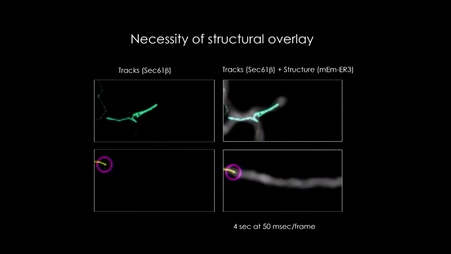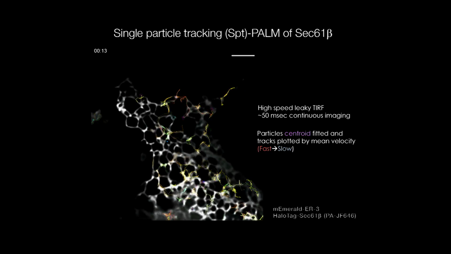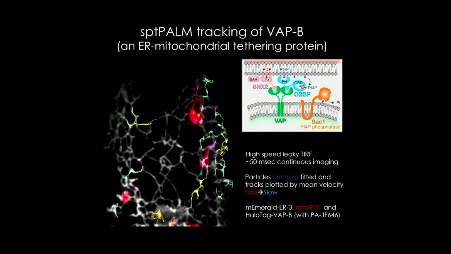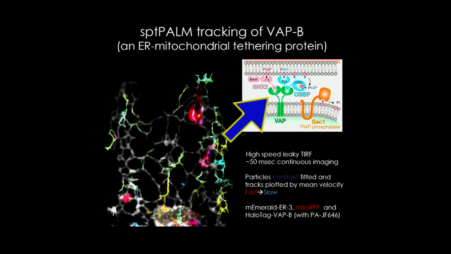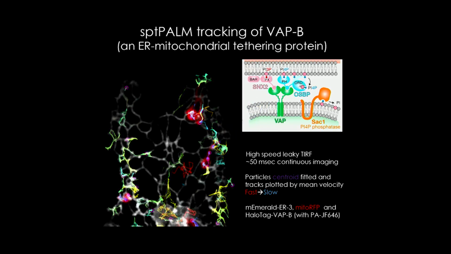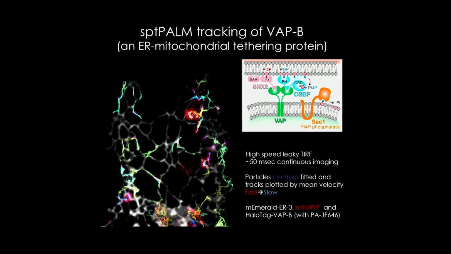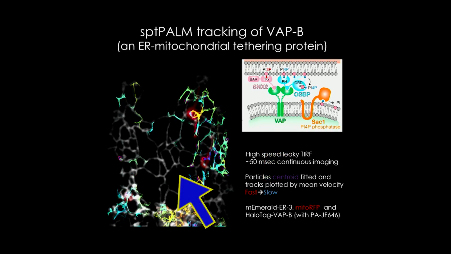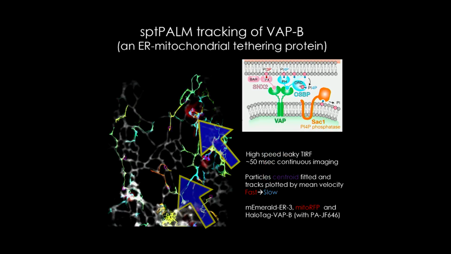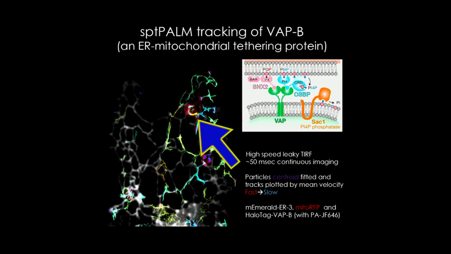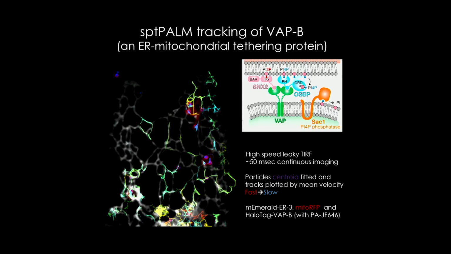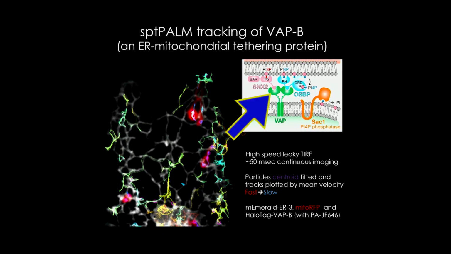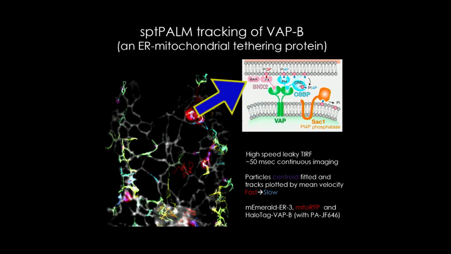Now, in my final movie here, I just want to show an example where we're mapping out a protein that actually interacts. It's on the surface of the ER, but it is part of a tethering complex that brings the ER close to the mitochondria. And what we can see is when we track these individual molecules as they diffuse across the surface of the ER, as they move across the area of the ER that's in close proximity of mitochondria, they slow down significantly, consistent with a transient interaction of this tethering protein with a target protein on mitochondria.